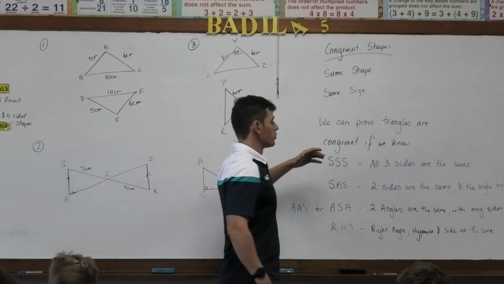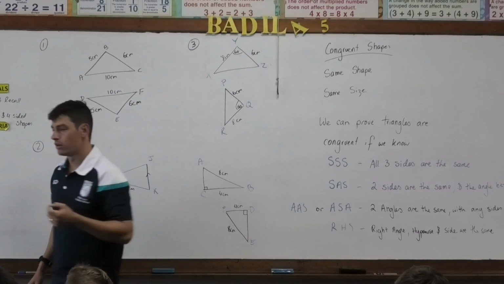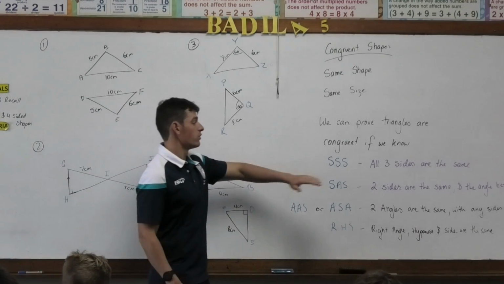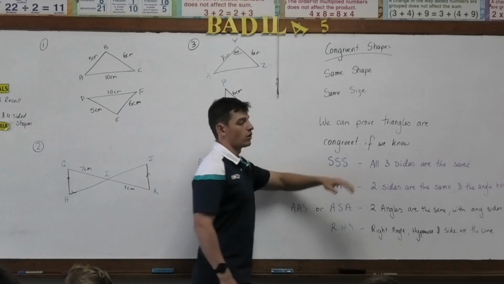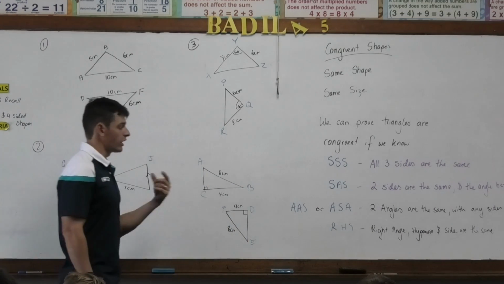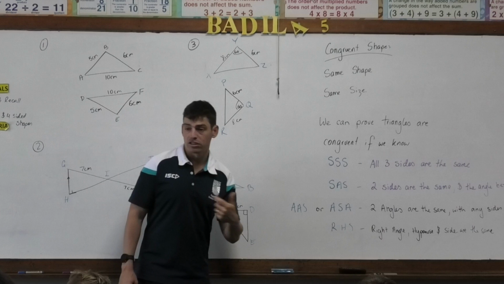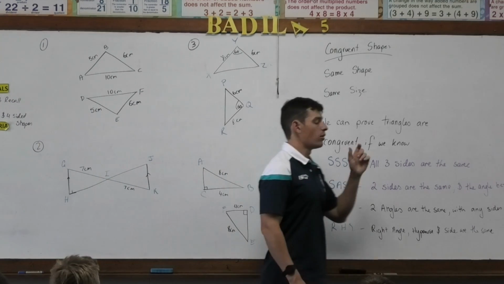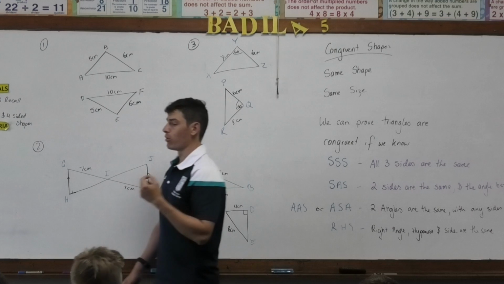But to prove congruence, we need to know that there are 4 ways we can prove congruence. We can have all 3 sides, and this is for a triangle. All 3 sides are the same. If all 3 sides are the same in both shapes, then they're the same size and the same shape. We can have 2 sides that are separated by an angle.